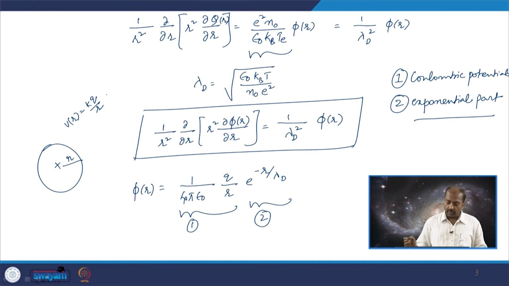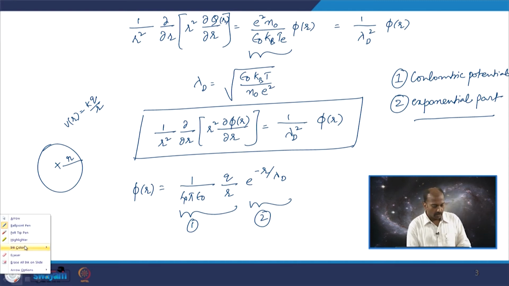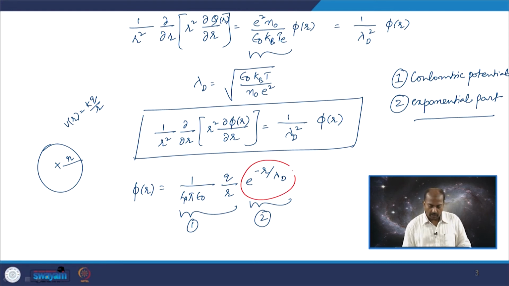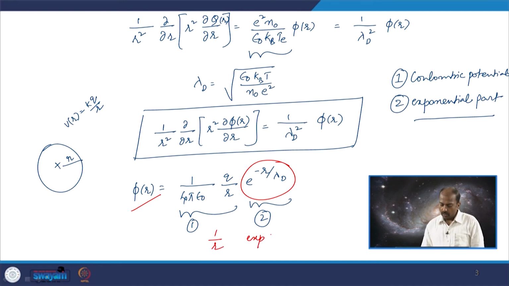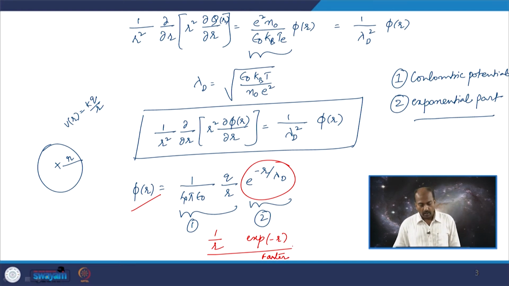But if you have plasma, you have the additional appearance of this particular exponential part. This is very important. This will decide how the potential within the Debye sphere varies with respect to space. Ultimately what we have derived is phi as a function of r, with part 1 and part 2. Part 1 is 1 by r dependent and part 2 is exponential minus r. Both are decays, but 1 by r decay is slower in comparison to exponential minus r, which decays much faster.